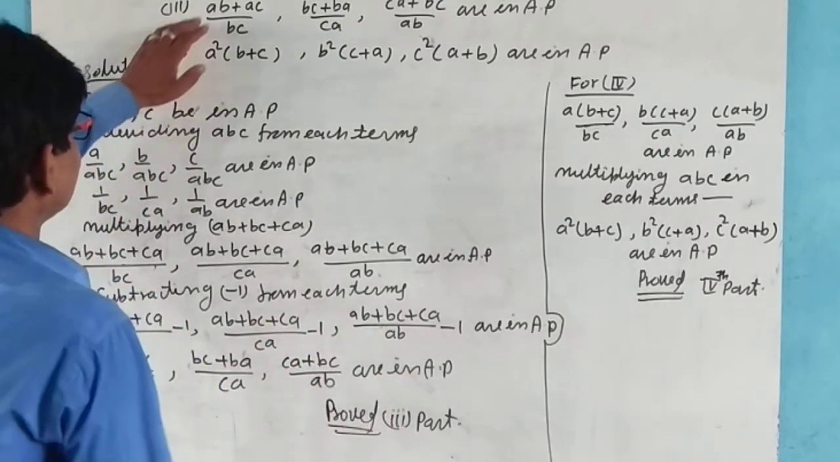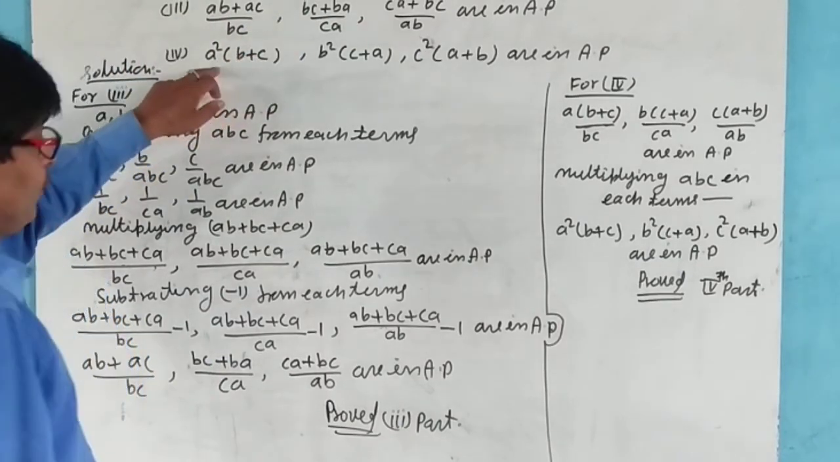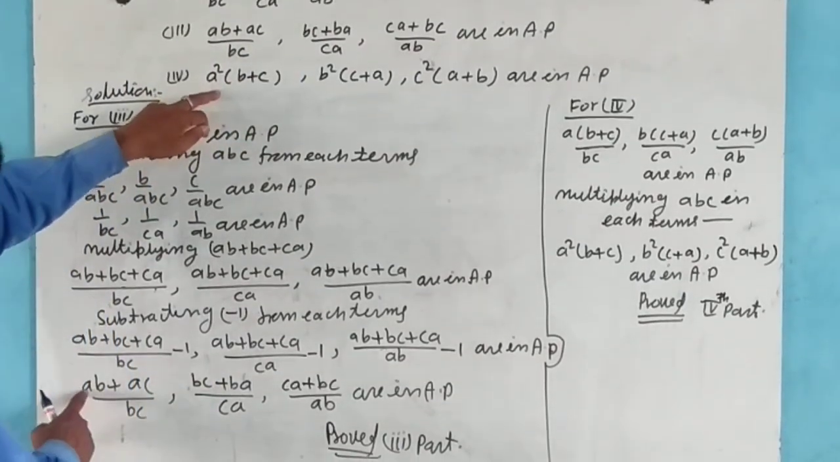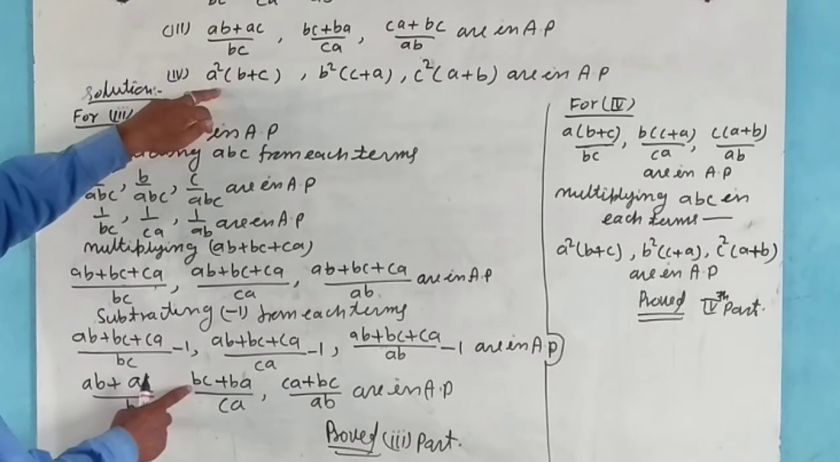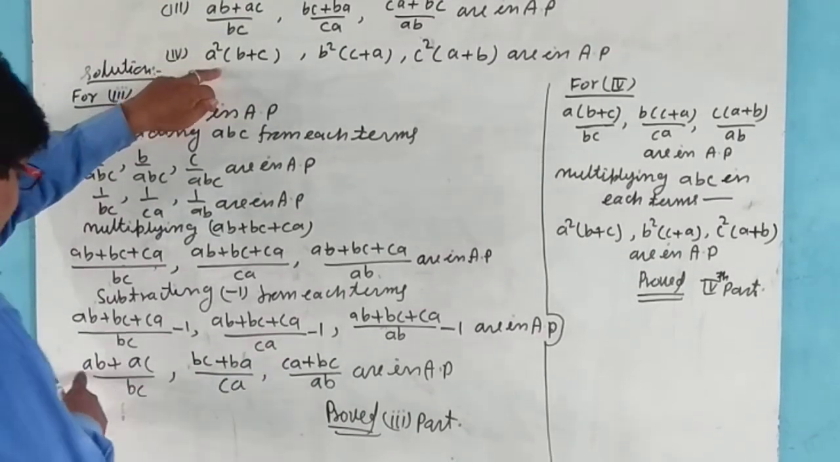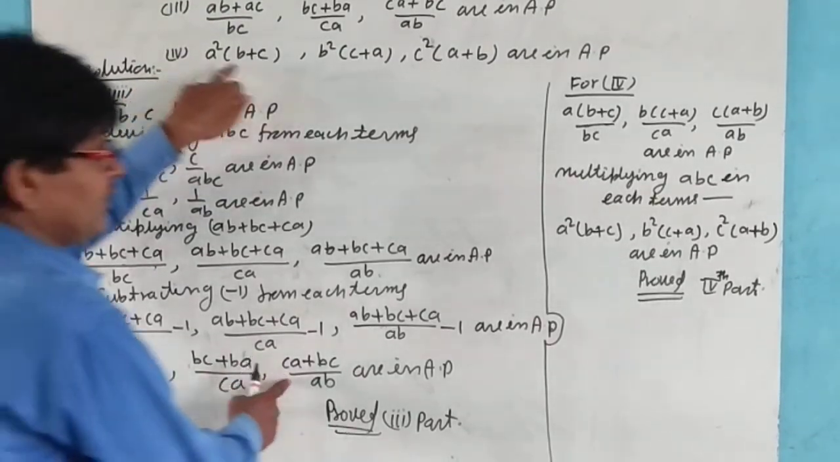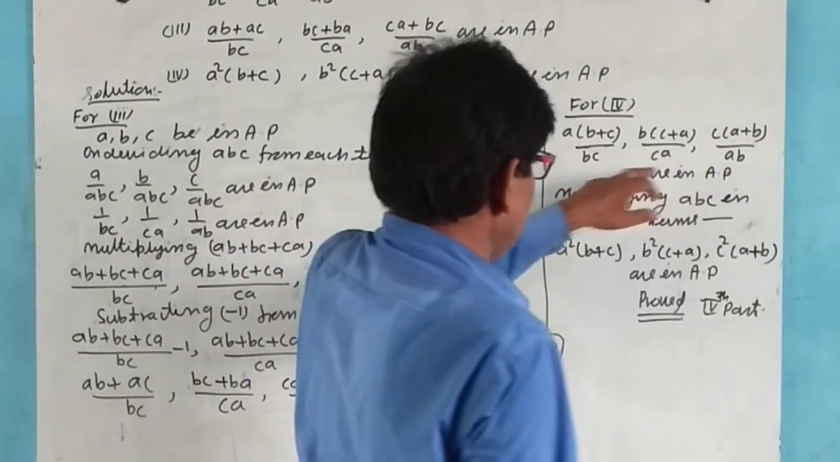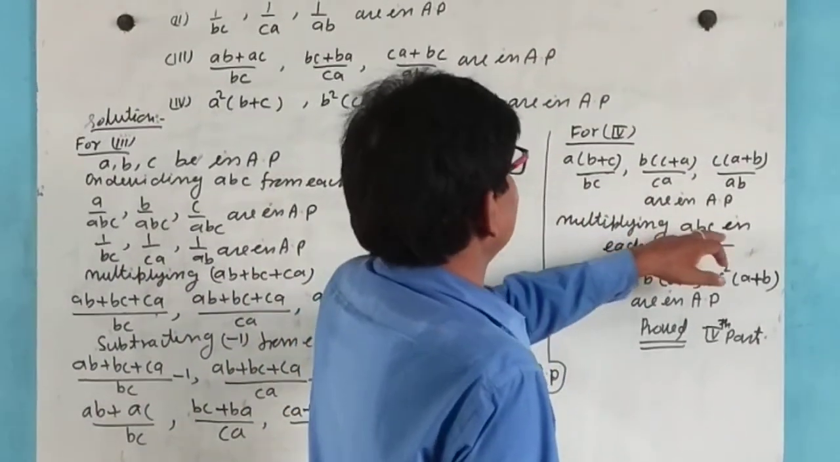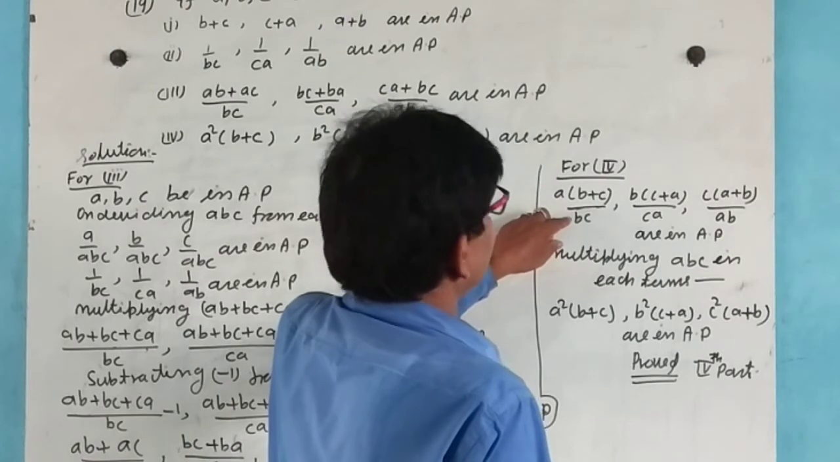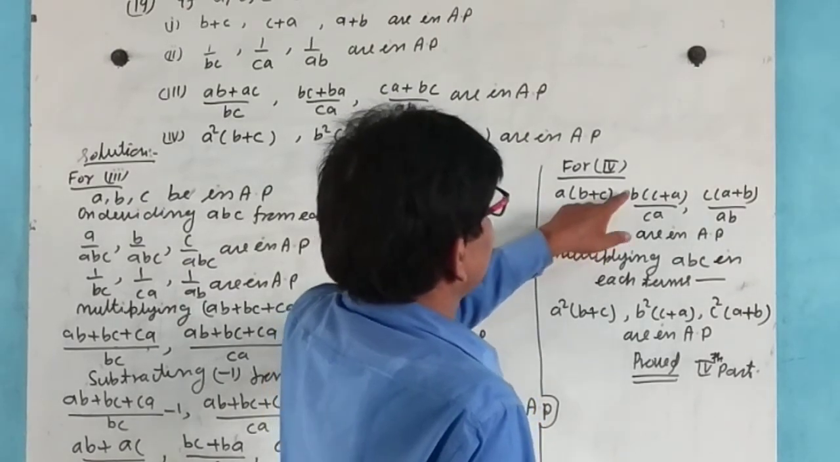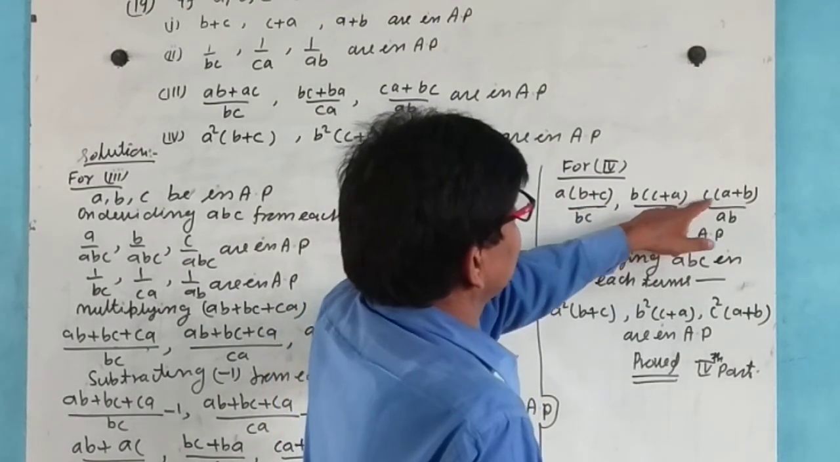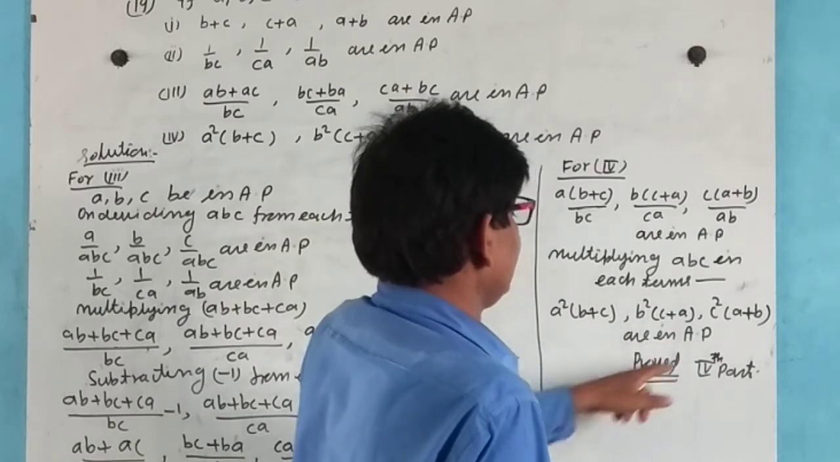Third part proved. Now for the fourth part, in this case A is cancelled, in this case B is cancelled, A is common, B common and C common. In this case we get, and multiplying by ABC, BC cancels, A square B plus C, B square C plus A and C square A plus B are in AP.